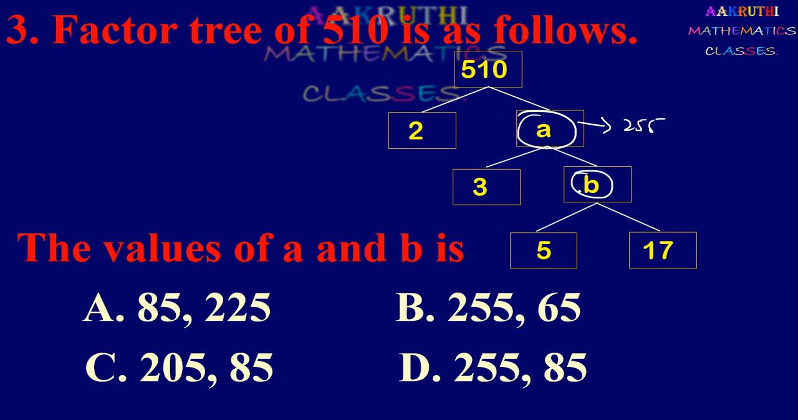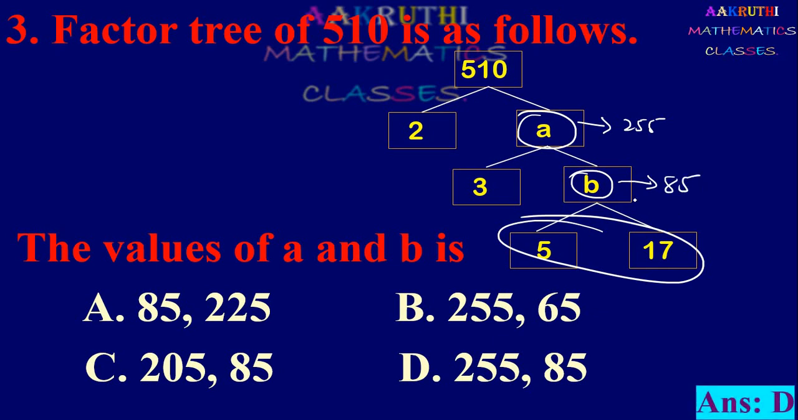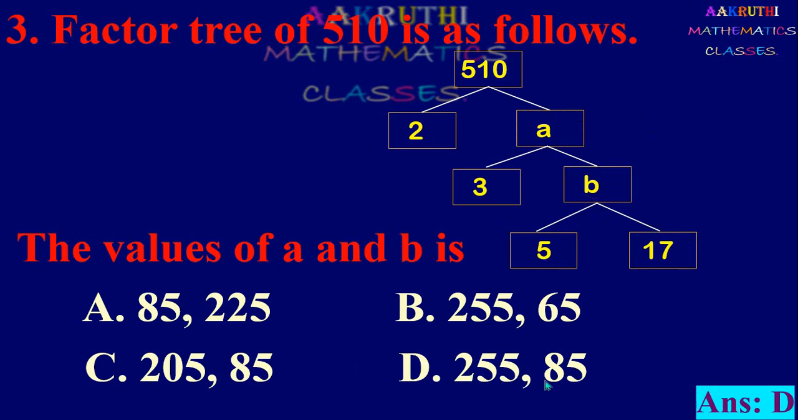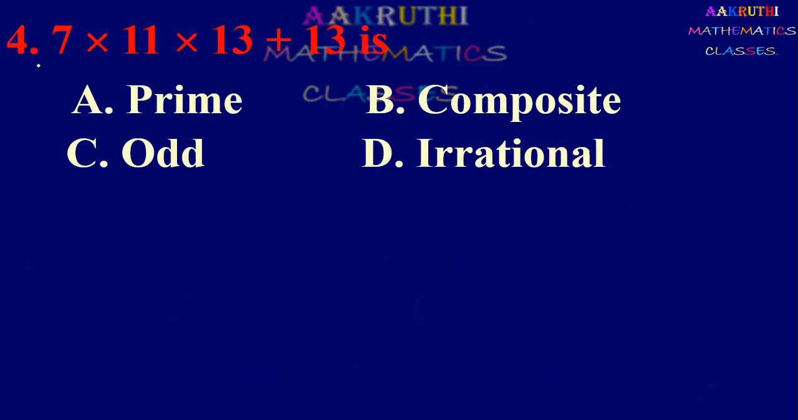Then how to find the B value? When we multiply 5 and 17, 5 into 17 is 85. Therefore the B value is 85. So here option D is the correct option. That is, the A value is 255 and the B value is 85, which is option D. So next, question number 4.